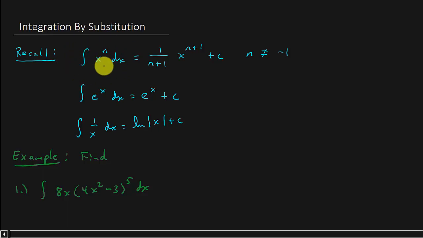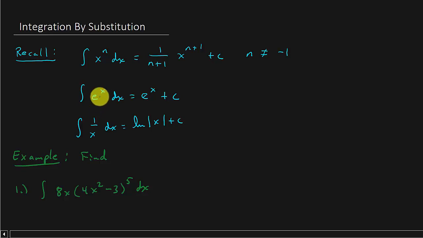Well, we know if we integrate x raised to a power, x to the n, then remember you add 1 to the exponent, and then you multiply by the reciprocal of your new exponent. So n plus 1, and then you multiply by 1 over n plus 1. And of course, this is when n is not equal to -1.